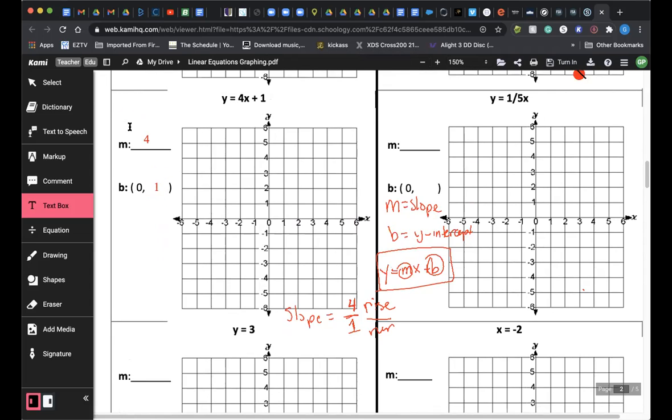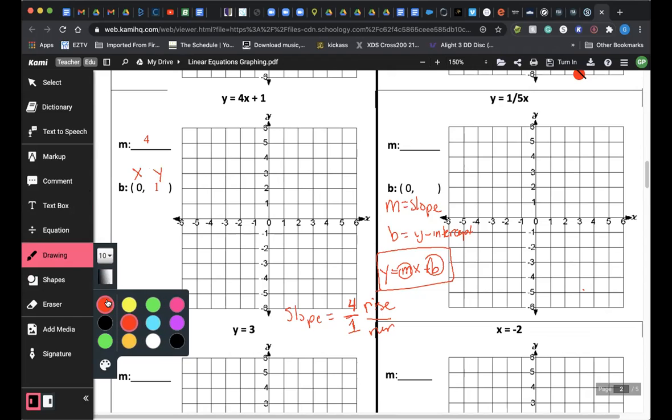Remember this address that I have here. I always love reviewing this because we need to get used to it. This is the location of this point on the x-axis and on the y-axis. So what I do is I start at 0, 0. I always start there for every point. But for my x, I don't have to move because it's at 0. So I just go up to 1. And that's where I create my point. I can do that in Kami using my drawing tool, get a nice big red dot, and put it right here at 1.